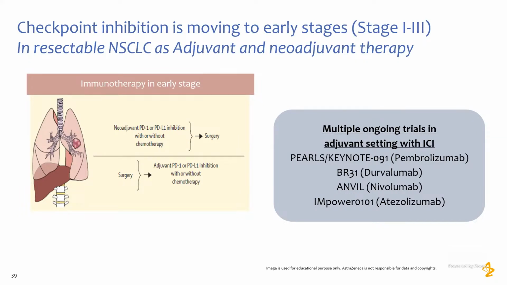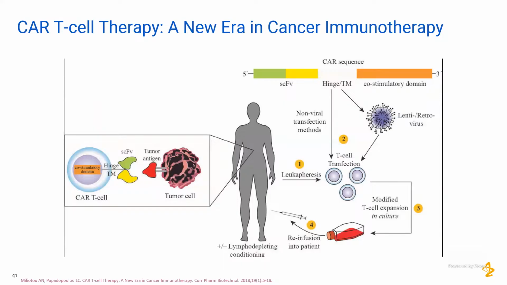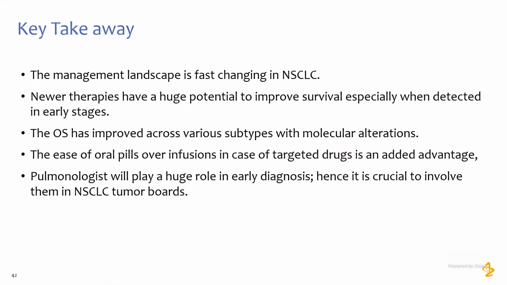What's new? Antibody drug conjugates. We have already approved in breast cancer ado-trastuzumab emtansine, and now the ADCs are also coming up in a big way in lung cancer, and CAR T-cell therapy is also coming up in lung cancer along with various other cancers.